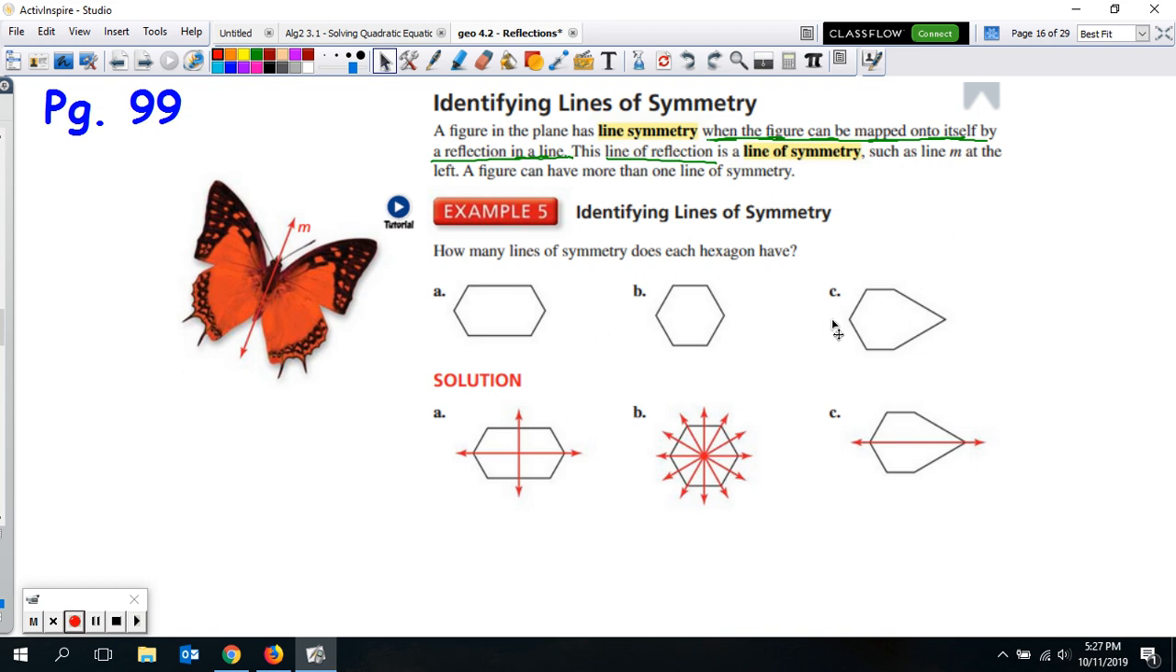For C, the only line of symmetry this one has is right through the middle as a horizontal line, because that's how you can map it. You could fold it this way and map it onto itself. You can't do that with any vertical lines. This one only has 1 line of symmetry. This one had 2. This one had, I think, 6 of them, I believe. So it has obviously 1, 2 this way, and then 3, 4, 5. Is it 5 or 6? So we start with 1, 2, 3, 4, 5, 6. Yeah, 6 lines of symmetry. That's what I thought.